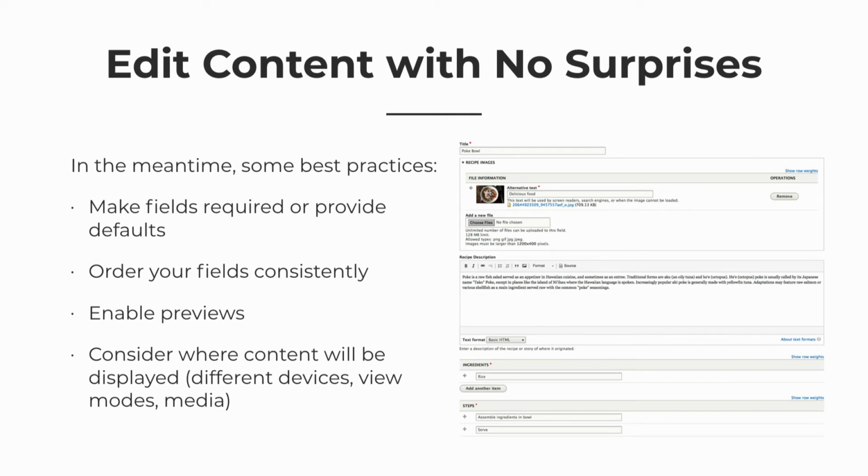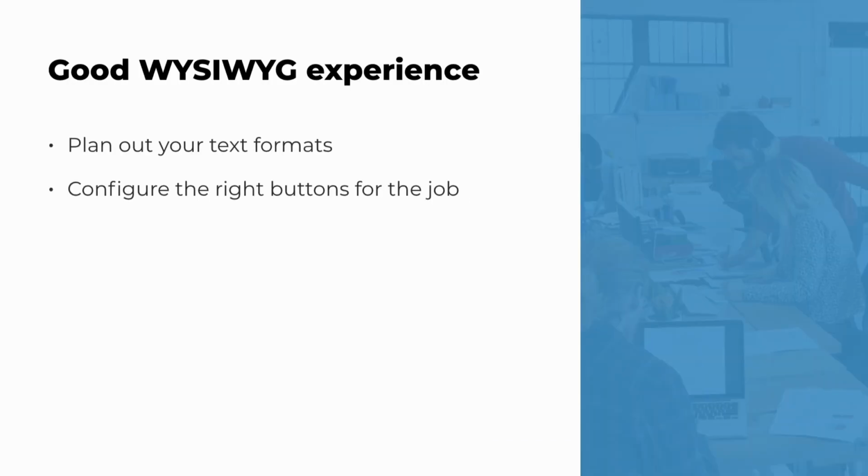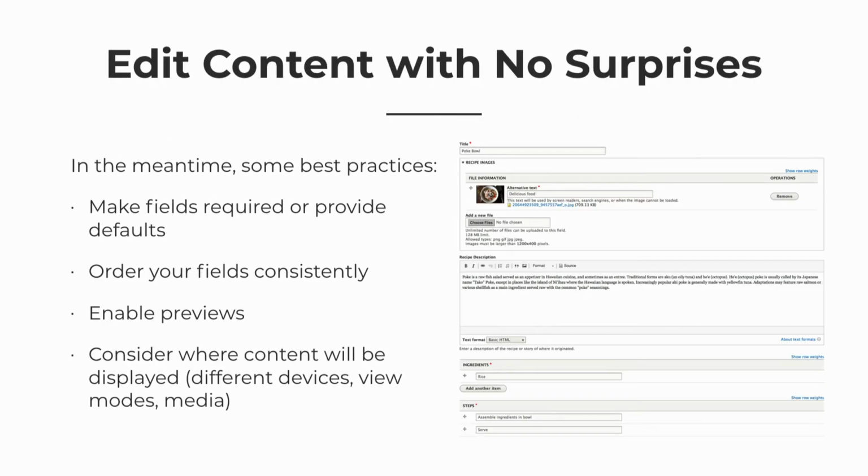So in the meantime, what we can do is provide good required fields, provide defaults if we need to, order the fields maybe in the same way that they're ordered on the front end. That kind of helps with predictability. And then also just enabling previews if that's something that is going to help your content editors. So previews in Drupal 8, if you haven't looked at them yet, are way better than previews in Drupal 7. So don't be afraid to enable previews for users. It might really help them out a lot.